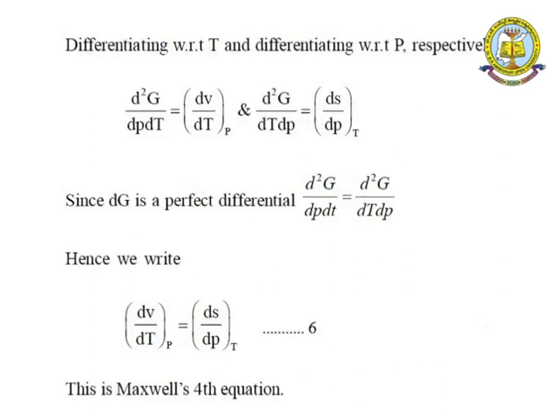For the second order differentiation, one is with respect to temperature T and the other with respect to pressure P. So ∂²G/∂P∂T equals (∂V/∂T) at constant P, and also ∂²G/∂T∂P equals (∂S/∂P) at constant T. Since dG is a perfect differential, we equate the right hand sides: ∂²G/∂P∂T equals ∂²G/∂T∂P. So the fourth equation is (∂V/∂T) at constant P equals minus (∂S/∂P) at constant T. This is Maxwell's fourth equation.